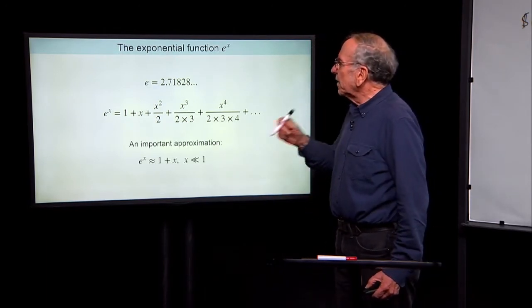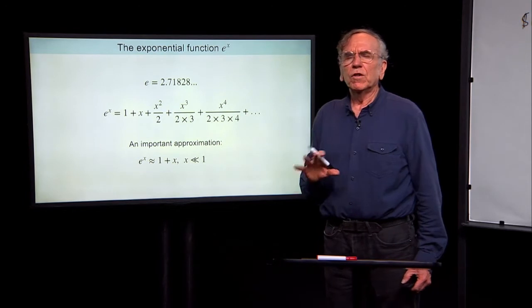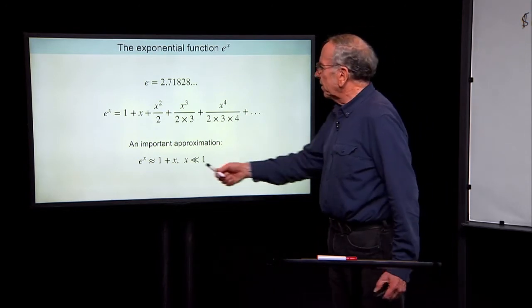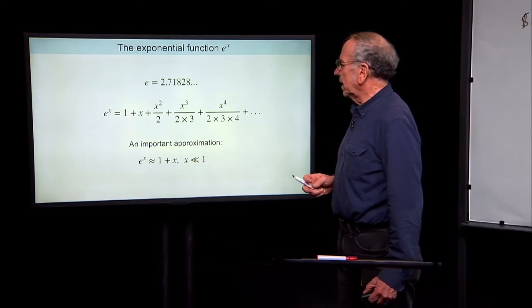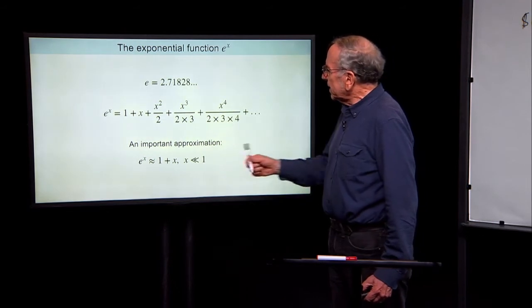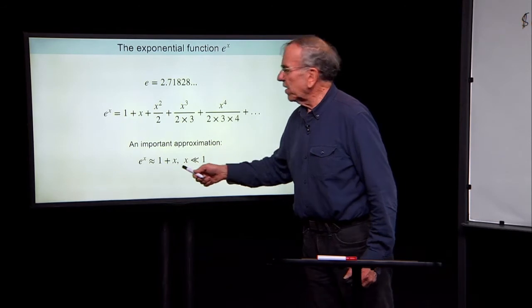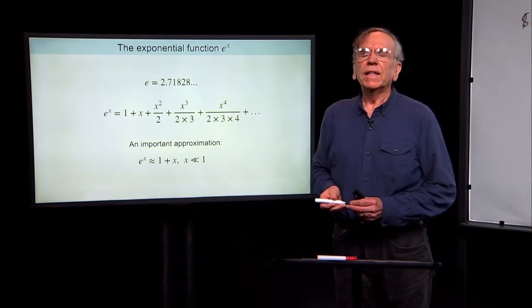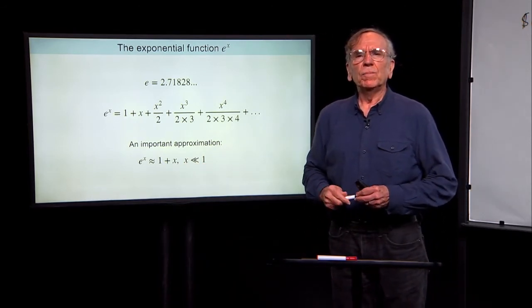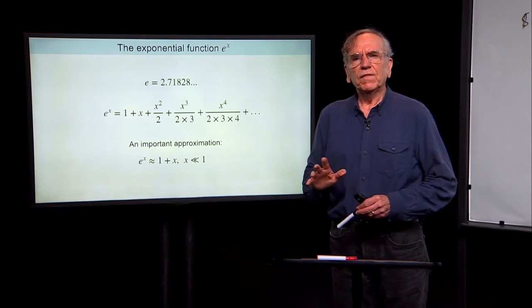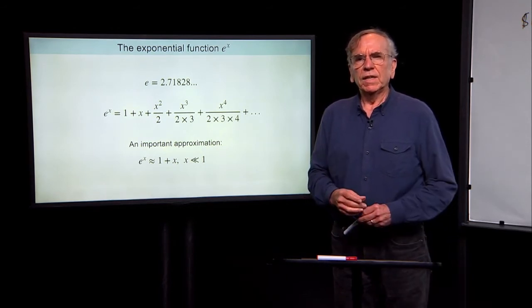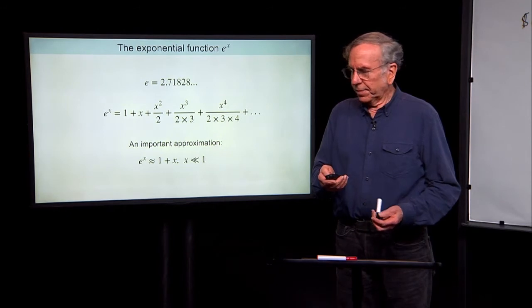And a very important approximation that we're going to use is the first order approximation in a Taylor series, which says that if x is something very small, then e to the x is very close to 1 plus x. And this approximation we will be using, for example, in the weak phase approximation in electron microscopy.